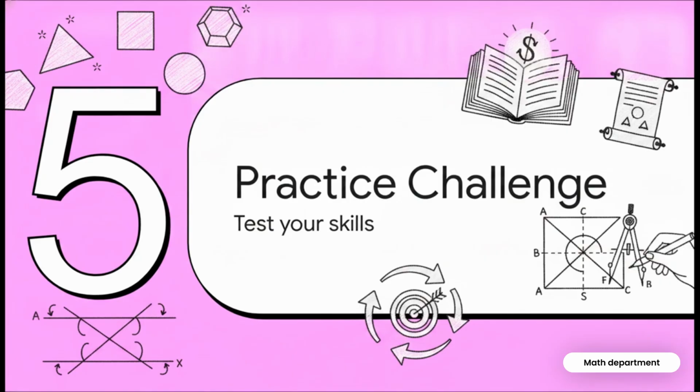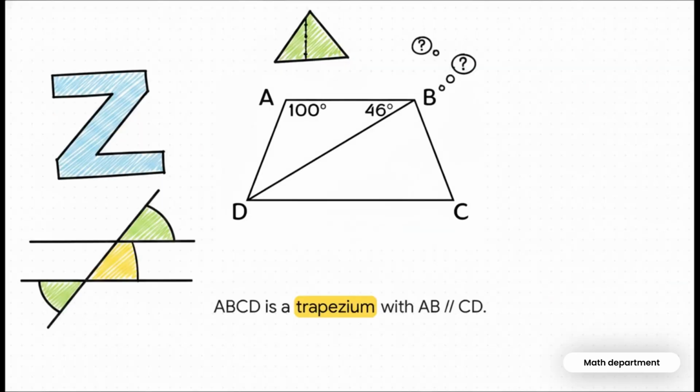And that brings us to Section 5, our Pause and Practice Challenge. All right, here is your homework challenge straight from our digital notebook. We've got a trapezium ABCD. We are given that the top base AB is completely parallel to the bottom base CD, and we have a diagonal line BD cutting right through it. We also know that angle BAD at the top left is 100 degrees, and angle ABD is 46 degrees.